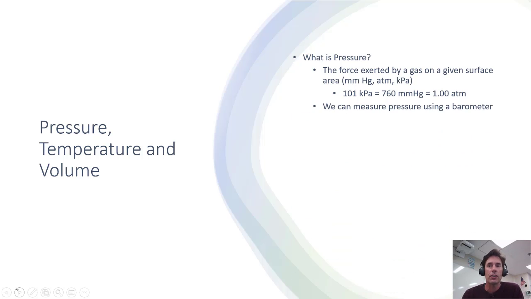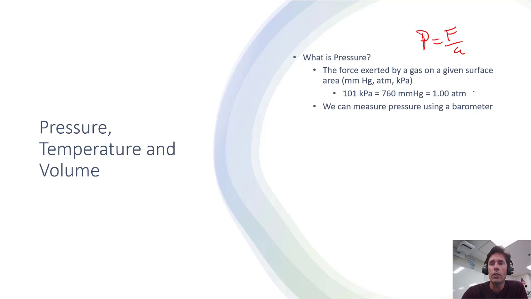The key thing with pressure is that it's a force exerted by a gas on a surface area. So it's force over area. If you want to think of it as a formula, pressure is equal to force divided by area. We can measure that in a bunch of different units, such as millimeters of mercury, which is the mmHg there, ATM, which stands for atmosphere, and kPa, which stands for kilopascals.